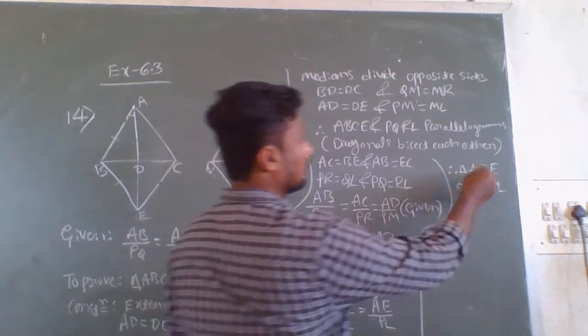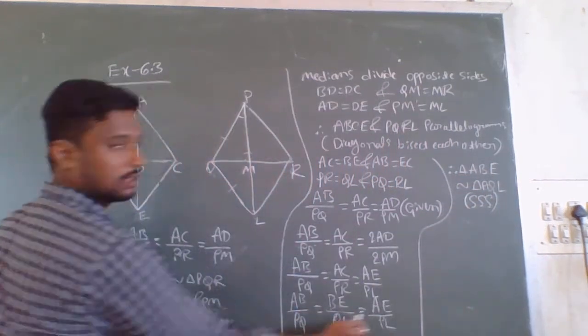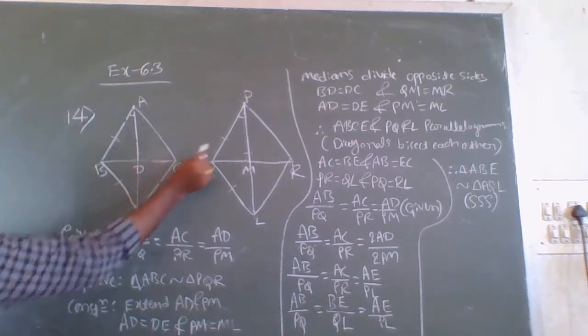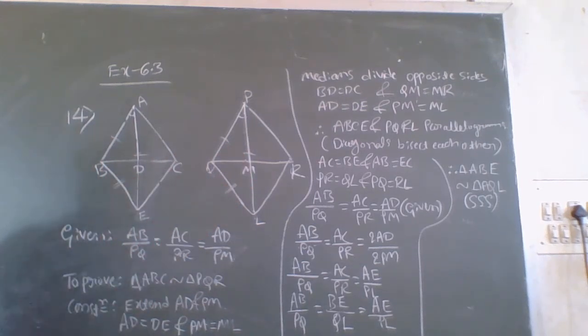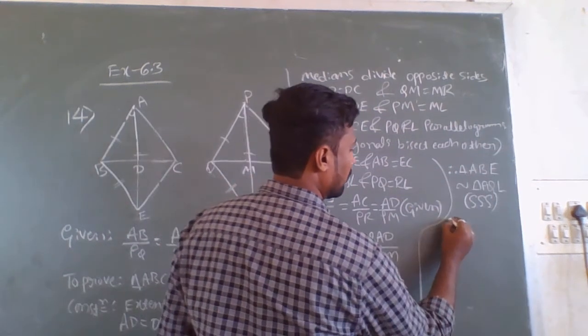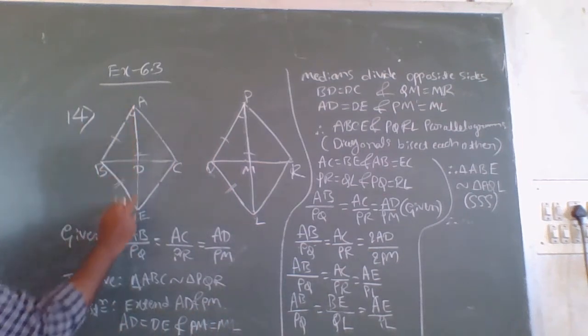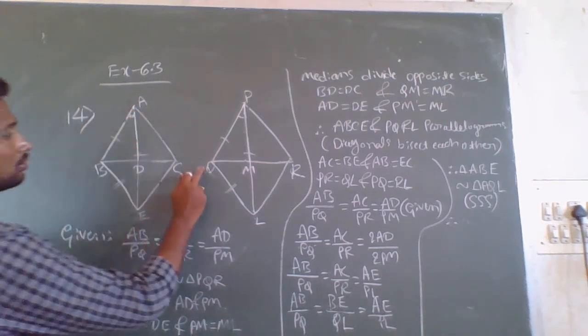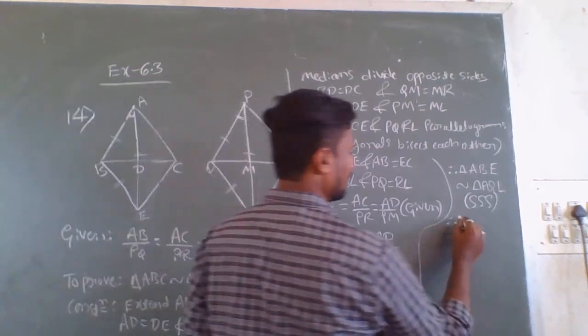So here these two triangles are similar by side. These three sides: one, these two sides, and these two sides. By side, these two triangles are similar. Therefore, what you can write here, angle BAE means this angle is equal to angle QPL, this angle, by similarity.